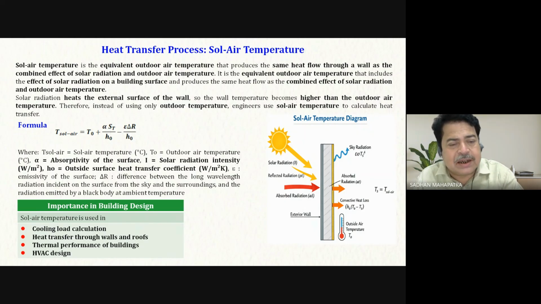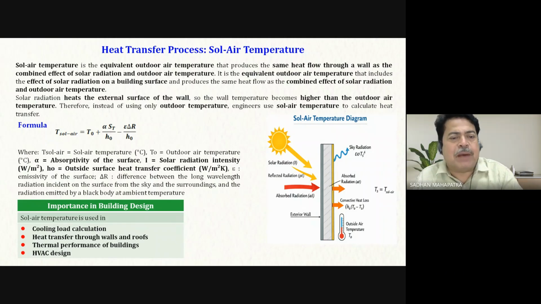Now if the radiation you talk about is ST, the building wall may be completely open to the solar radiation. But if you have a plant or a tree near the building wall, the wall doesn't receive the direct solar radiation, it only receives the diffuse solar radiation. So your ST value comes down, and your T sol air will be close to T naught.